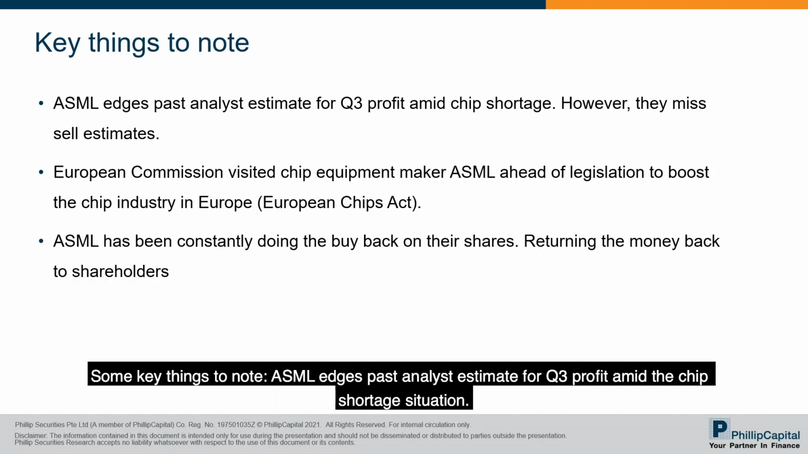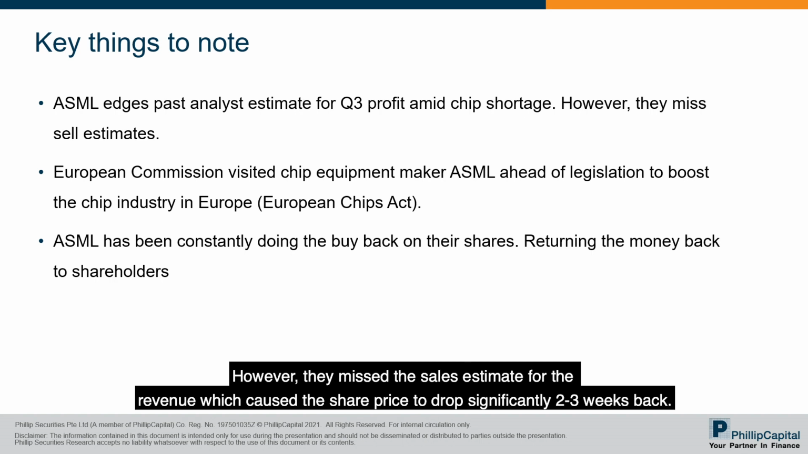So key things to note, right? ASML just passed analyst estimates for Q3 profit amid the chip shortage. However, they missed the sales estimate for the revenue. That is what caused the share price to drop so much during the last two or three weeks.